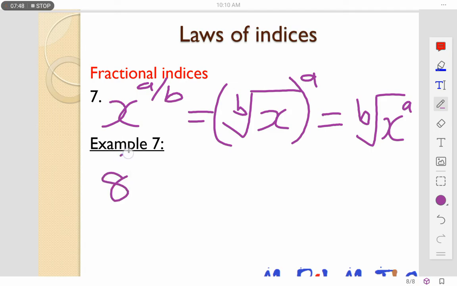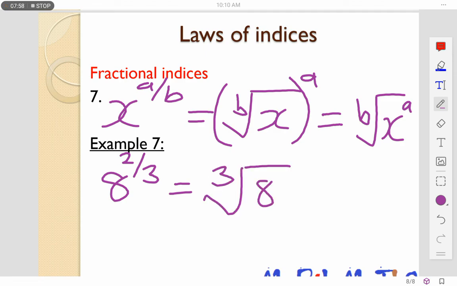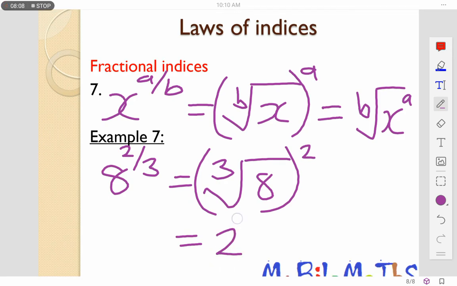Let's have an example. 8 to the power of 2 over 3. This can be written as the cube root of 8, and after getting the cube root we can square that. So the cube root of 8 is 2. 2 to the power of 2, we get a 4. So that's what we get there.